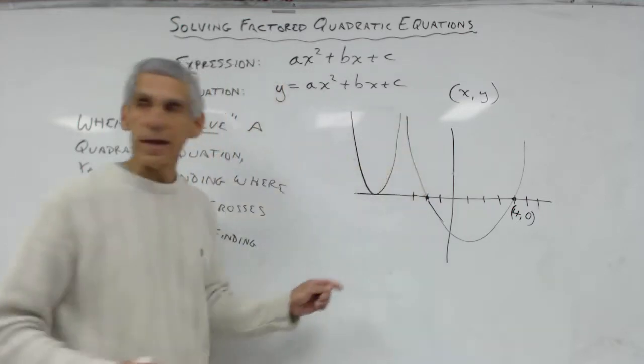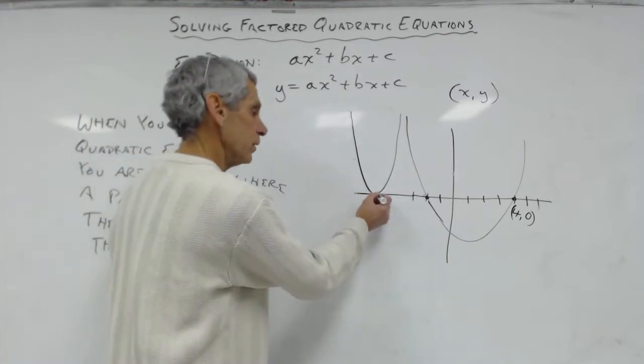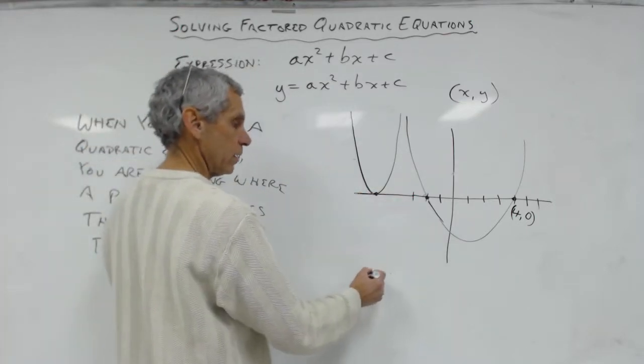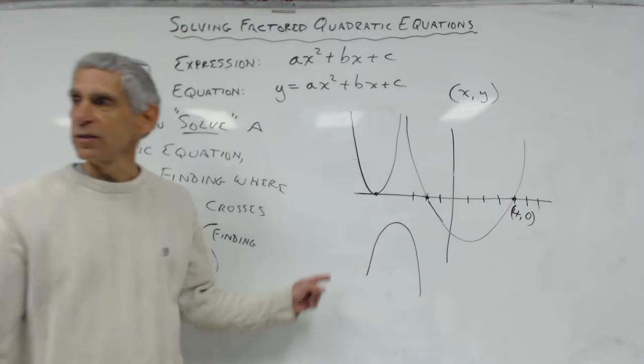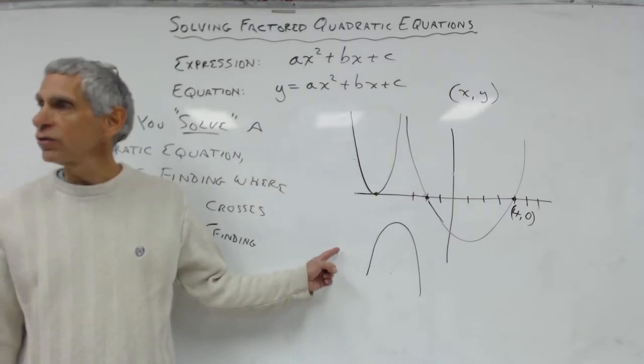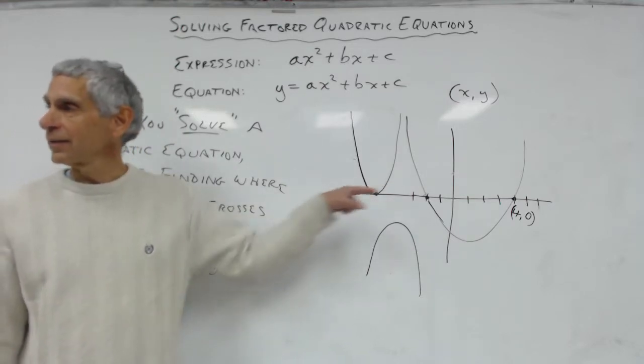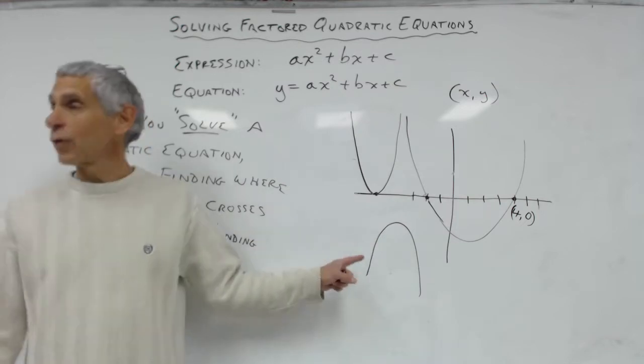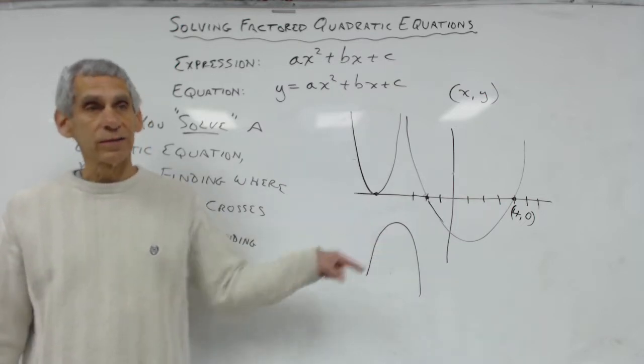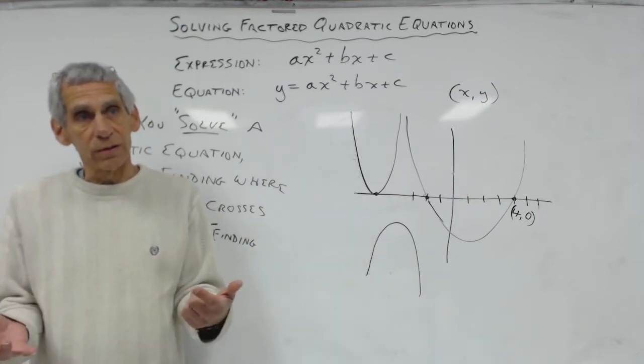How many solutions does that parabola have? 1 solution. Here's another parabola. How many solutions does that have? 0. No solutions. It doesn't cross the x-axis. It's still a parabola, but it doesn't cross the x-axis, so it has no solutions, okay?